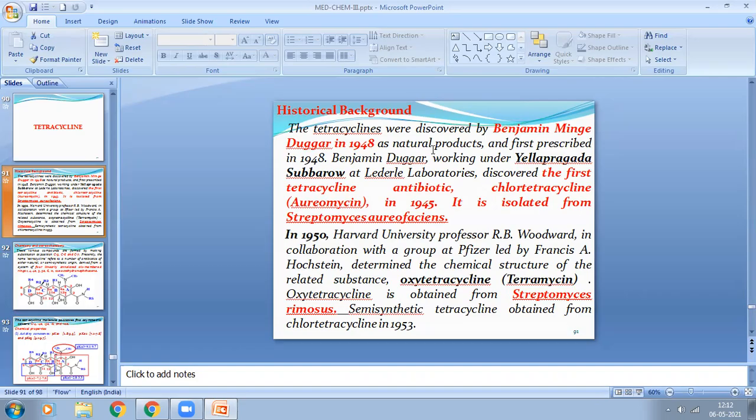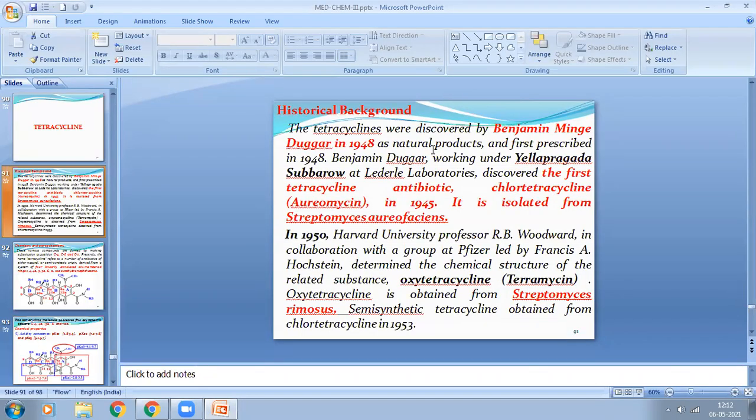In 1945, it was isolated from the bacteria Streptomyces aureofaciens. That's why the antibiotic is also designated as aureomycin. So the first tetracycline was discovered by the scientist Duggar in 1948, and it is obtained from the bacteria Streptomyces aureofaciens. That's why chlortetracycline is also designated as aureomycin.